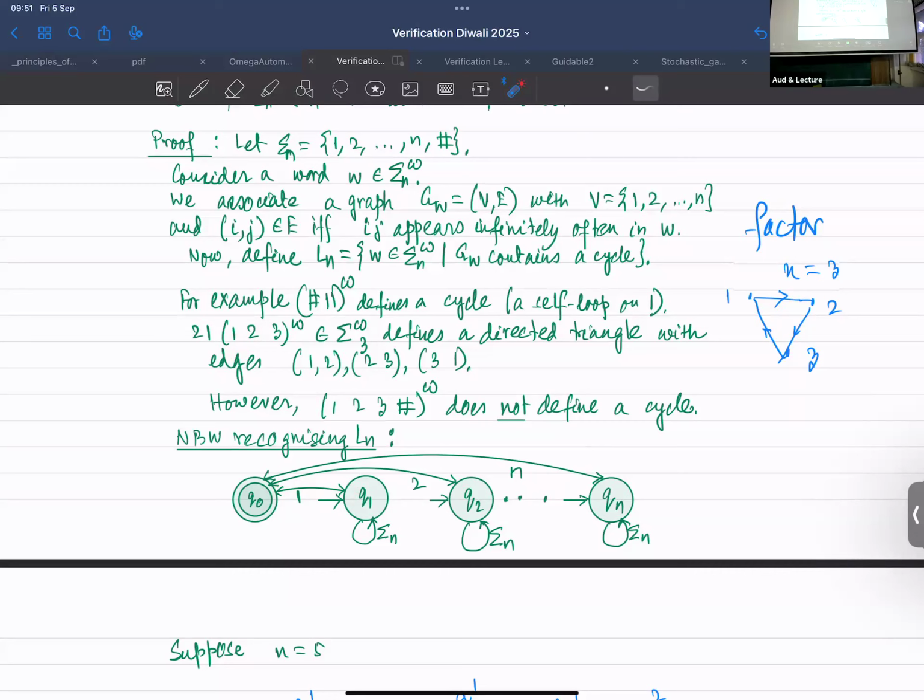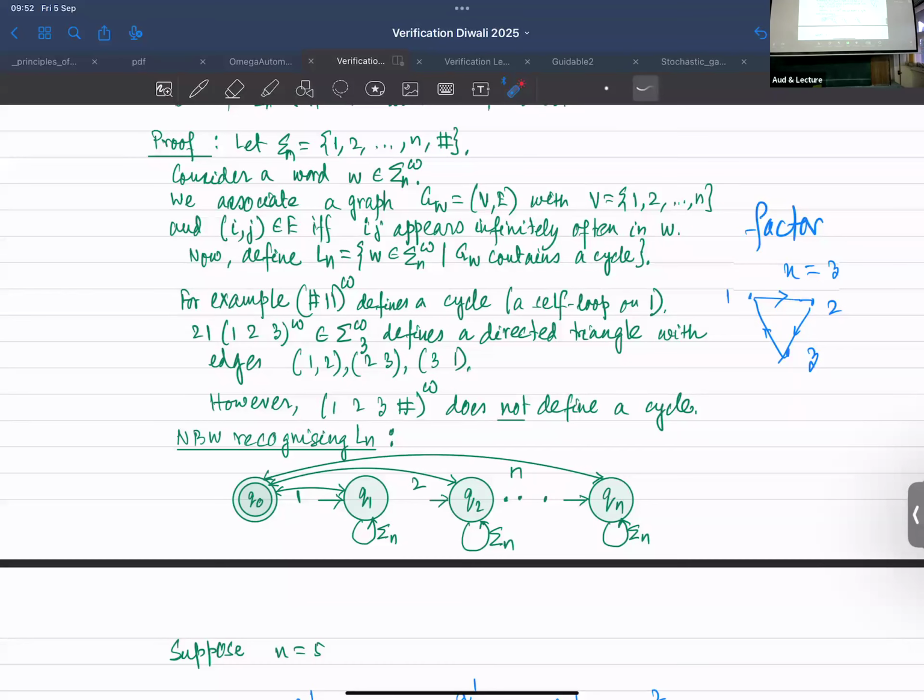Then we add the next one. On the 2 we come back, then go to Q3, and then the same way. You wait for the next 3 and go back. So if you are coming to Qi, you wait for the next i when you go out, and then again you do it like that.